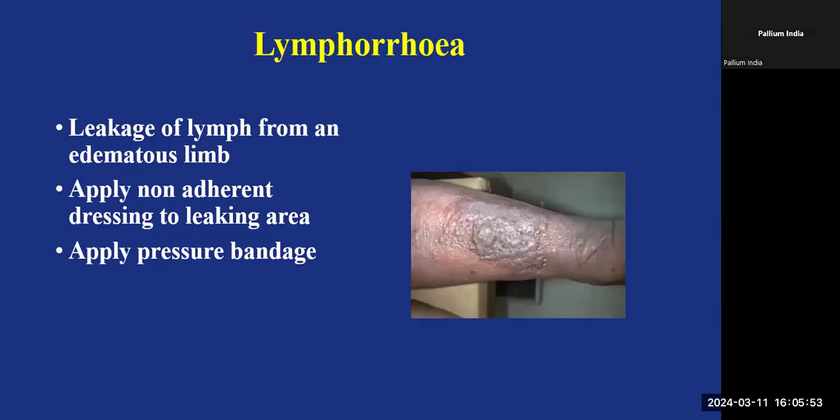The second complication is lymphorrhea, which means leaking of excess fluid from the lymphedema area. If you see this, you have to cover the lymphorrhea area with a dressing pad, and after that you can apply crepe bandages. There is no restriction; you can apply crepe bandages here so that all the excess fluid will come out.